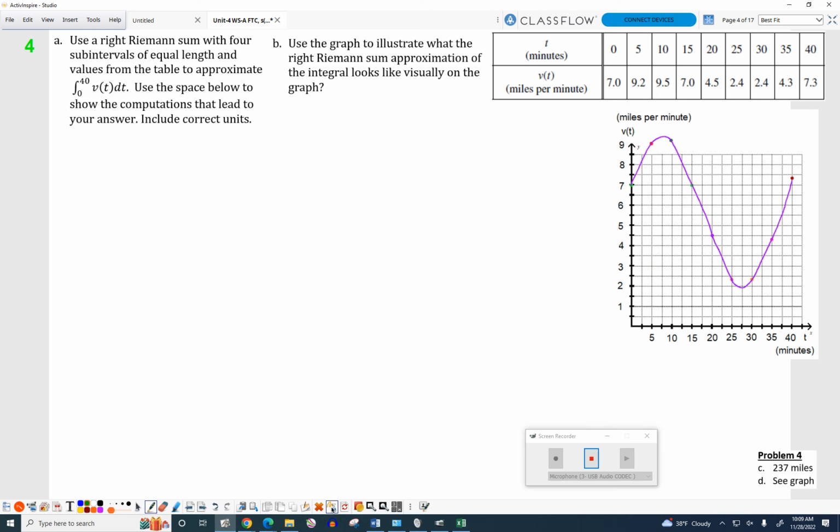Okay, page 4 says use a right Riemann sum with 4 subintervals of equal length. Oh, warning. Test 4 is written. A guaranteed way to lose points on a written test is to not write integrals when you're calculating integrals. Same thing when we did derivatives. You got to write down the derivative that you're calculating.